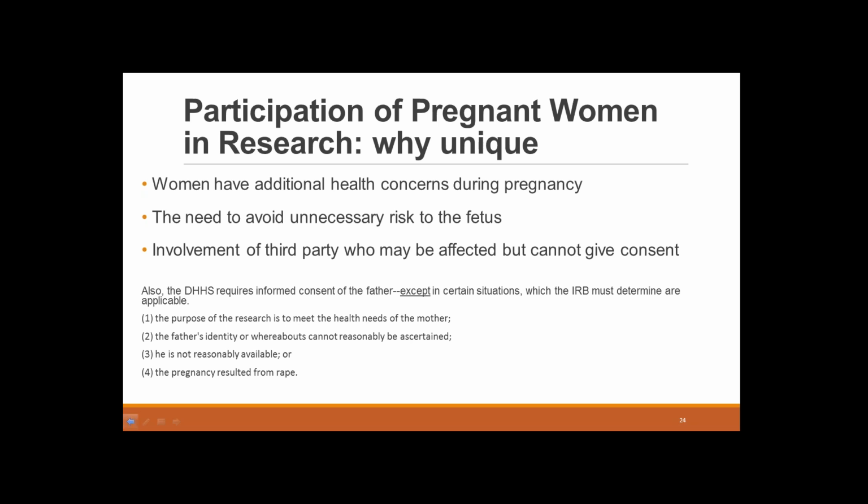The DHHS requires the father be informed, except in certain situations. And again, these are kind of the same ones we've reviewed. The one we didn't talk about earlier is when the purpose of the research is to meet the health needs of the mother. If it's strictly the health needs of the mother, and it's determined there's a way that it's going to affect the fetus, but she's a pregnant woman, then the father doesn't need to be involved in the consent. It's only when it may involve the child.